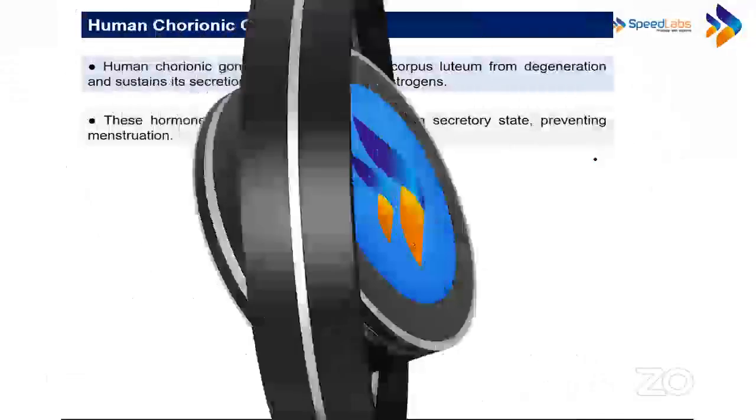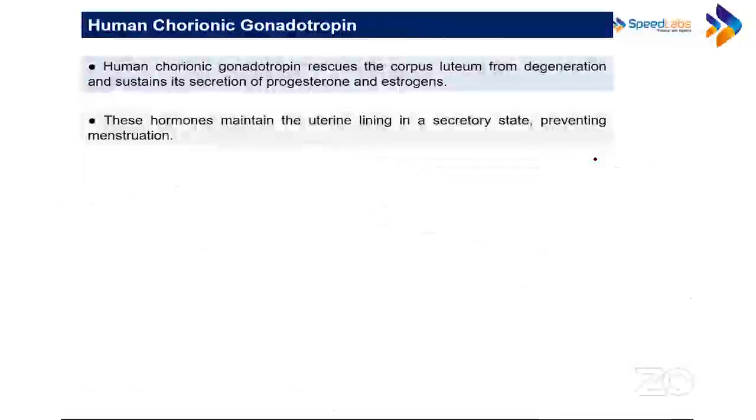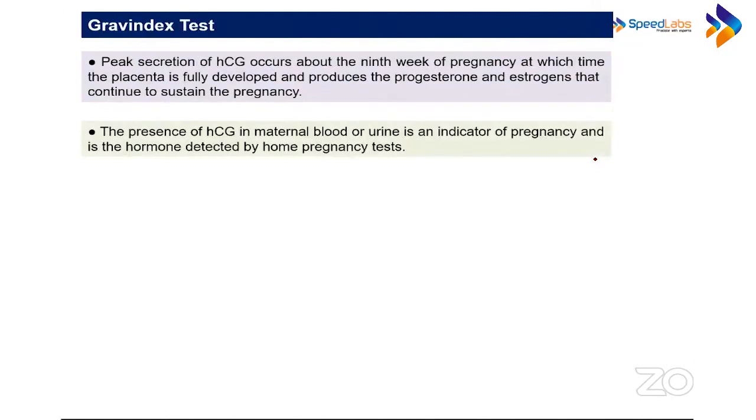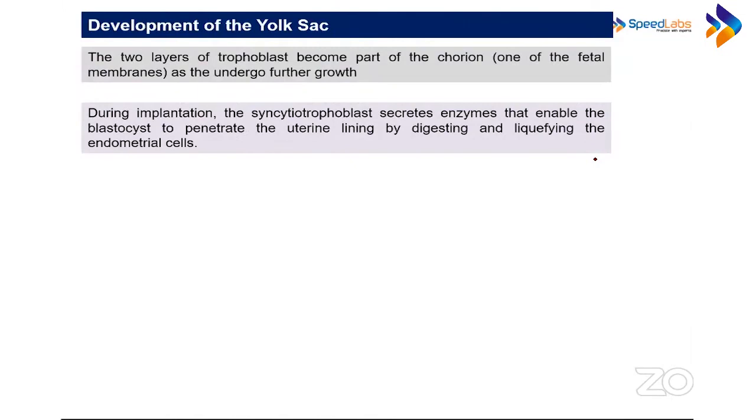Okay, and I had told you which cells secrete the HCG. You have to write the answer in the chat box and send. And the Gravindex test is the test for pregnancy. Okay, so what happens and how is the yolk sac developed?